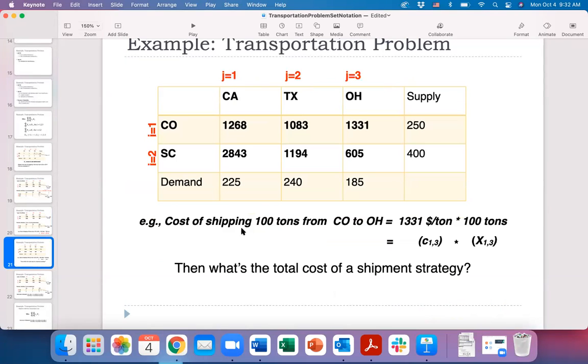Okay, so if this is the cost of shipping X amount from Colorado to Ohio, and we express it using this notation, what would be the total cost of a shipment strategy? So you come up with some strategy, you allocated the demands from the warehouses to the supplies. Now you have to calculate the total cost of all the shipments that you're sending from the plants to the warehouses. Well, then you're going to have to repeat this for every single origin and destination pair, for every ij, right?